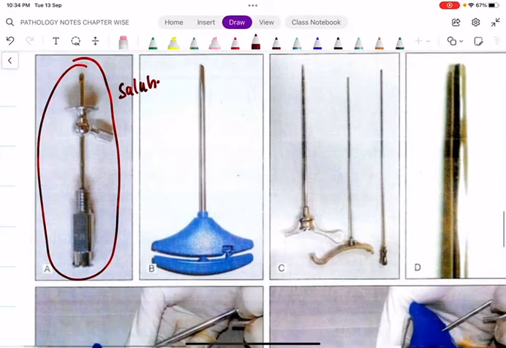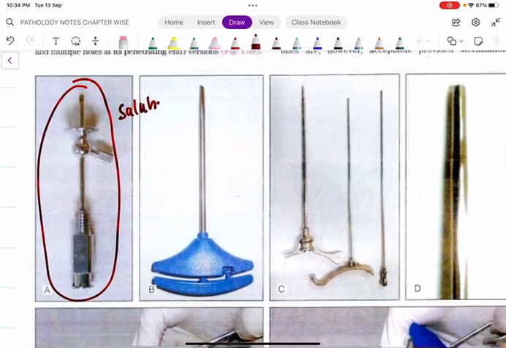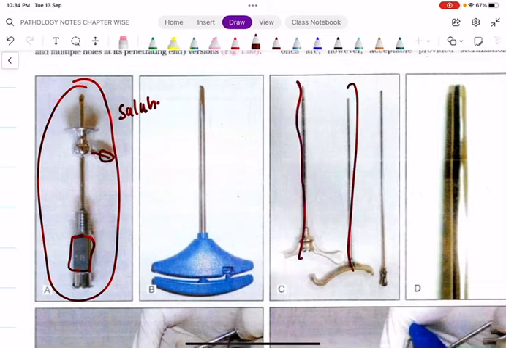Then the rest are all stains. You can see it has a rectangular structure, then an extra screw. So you can very clearly differentiate these straight needles. These are all straight needles without any bends. This is what we call bone marrow biopsy needles. The classical name of the bone marrow biopsy needle that we use everywhere is Jamshidi.